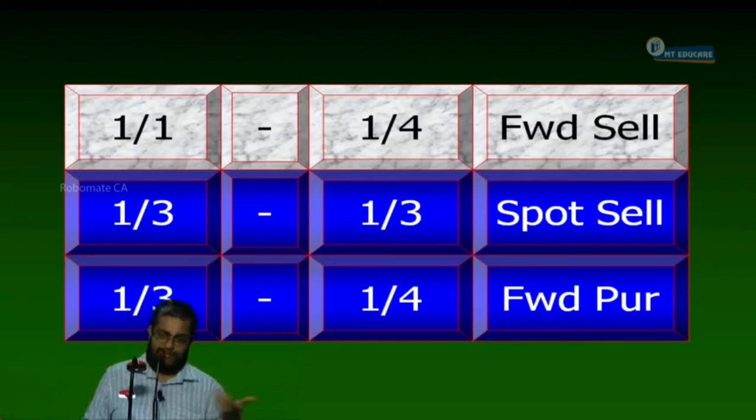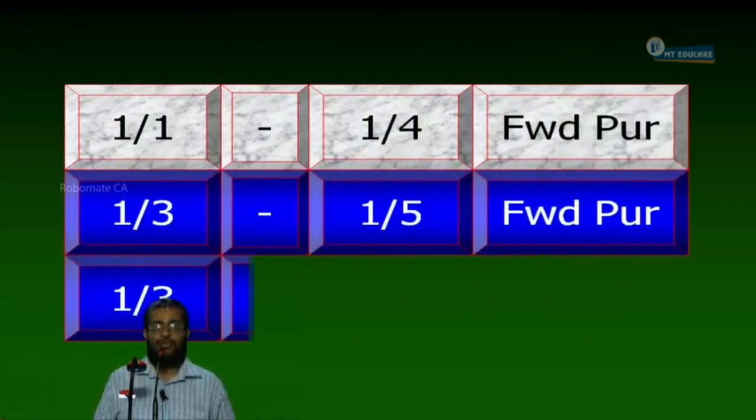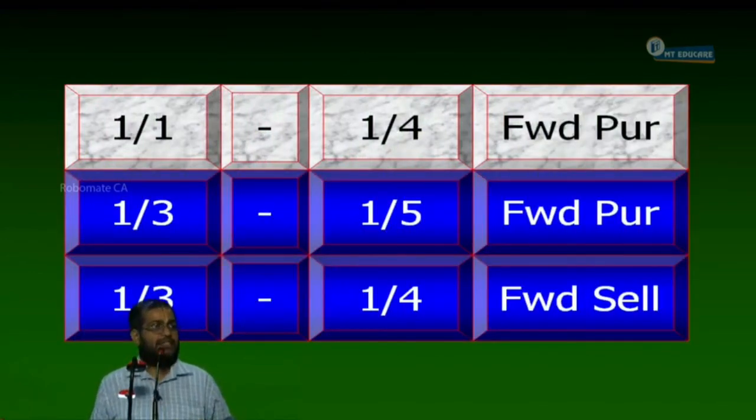Situation 5: extension of forward purchase before due date. 11 to 14 forward purchase. 13 to 15 forward purchase.